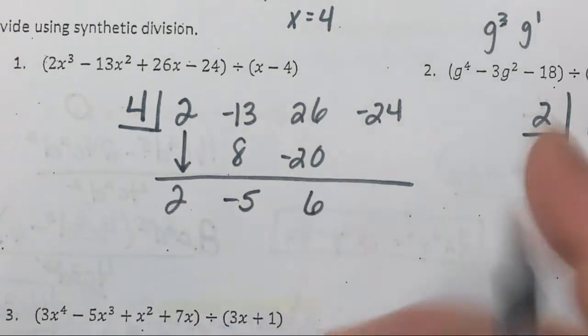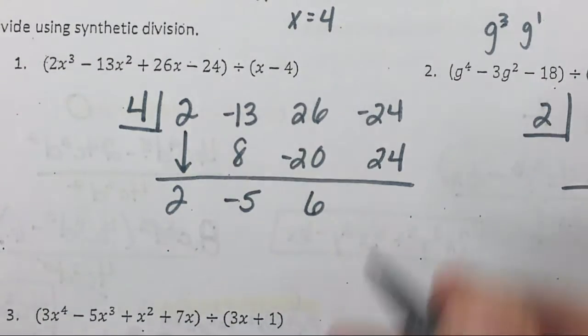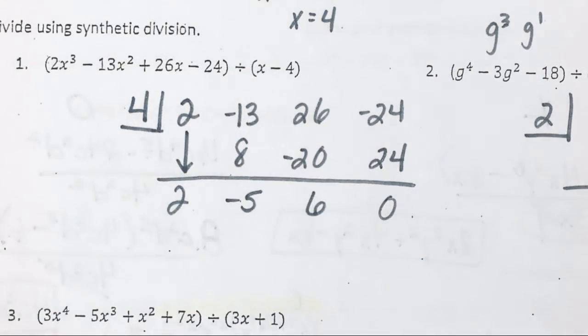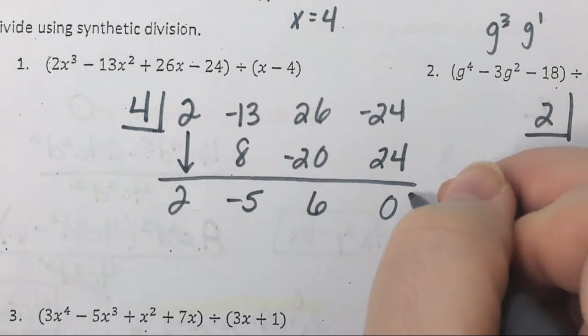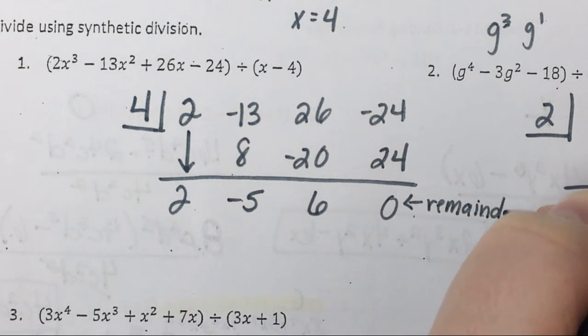6 times 4 is 24. And when I add those straight down, I get a 0. And that actually means we have a remainder of 0. So we're excited because we're not going to have to deal with the remainder on this problem.